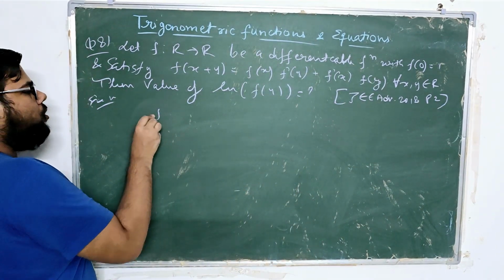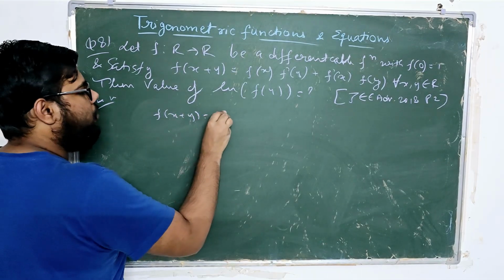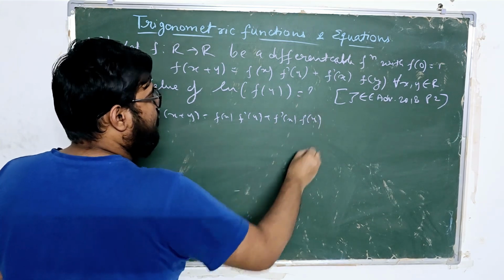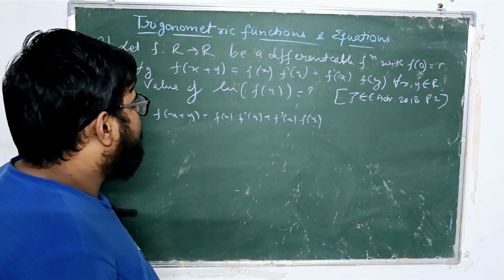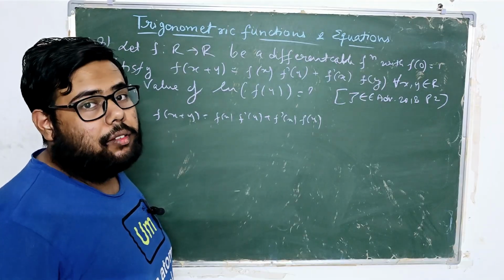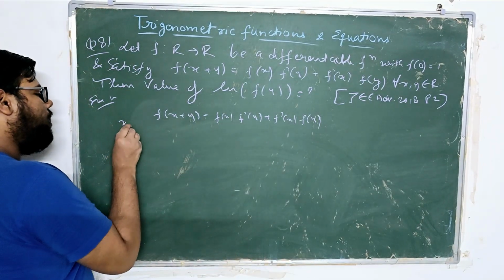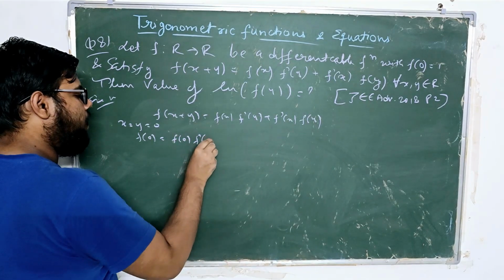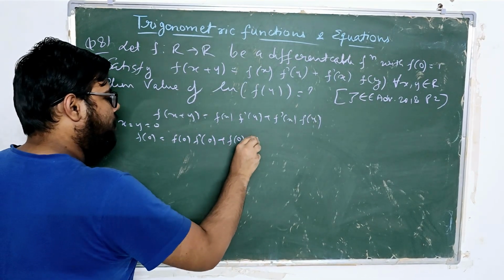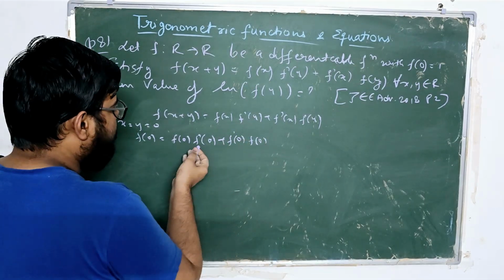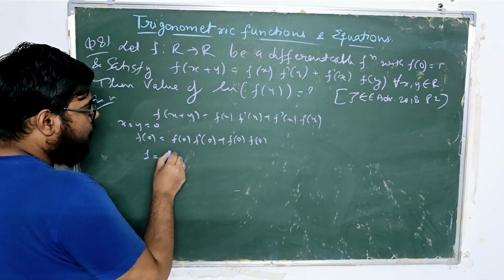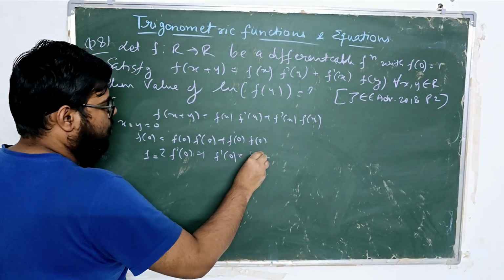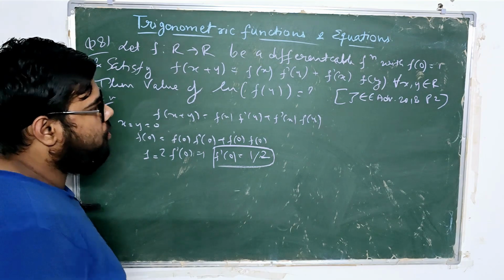Solution. So f at x plus y is f at x f dash at y plus f dash at x times f at y. Okay, so now substitute x is equal to y is equal to 0. So what we get? X is equal to y is equal to 0. Function at 0 is function at 0 times derivative at 0 plus derivative at 0 times function at 0. So we have this as 1. So 2 f dash of 0, so f dash of 0 is equal to 1 by 2. Okay. So f dash at 0 is equal to 1 by 2.